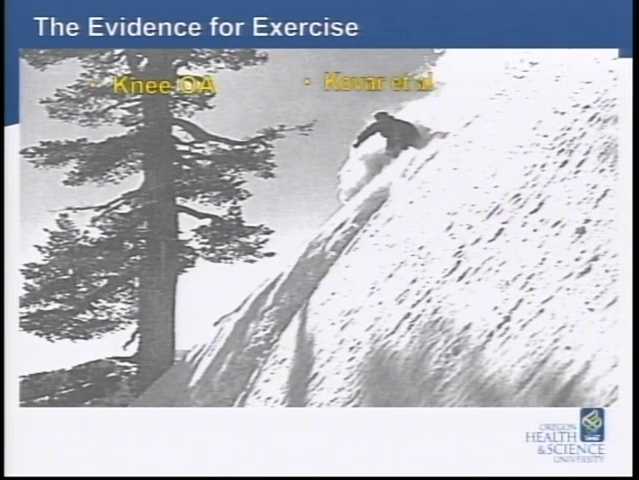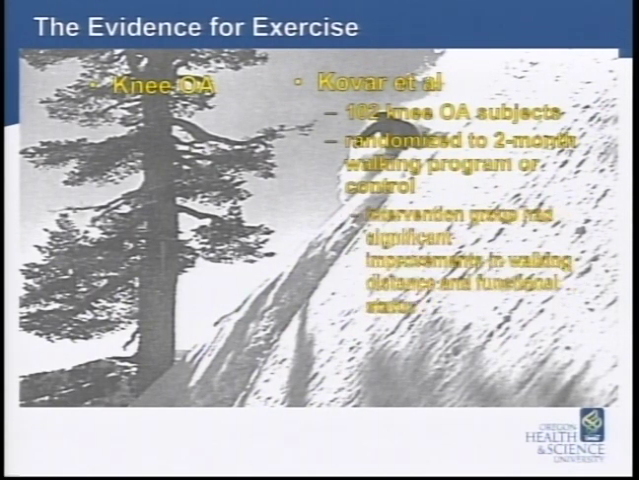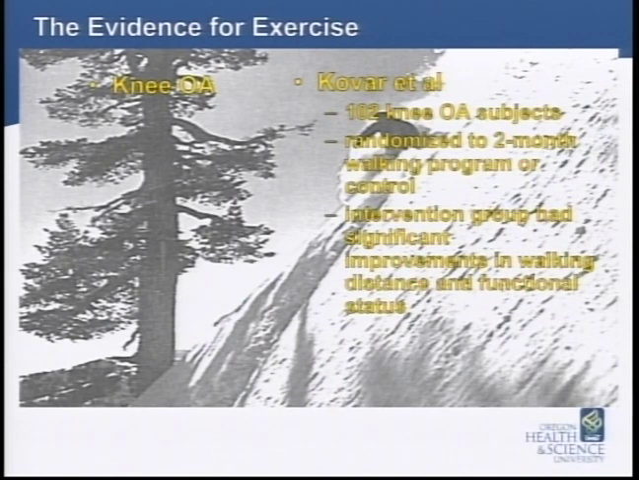So this was a nice study looking at knee osteoarthritis. It took 102 knee OA subjects. They were randomized to a 2-month walking program versus a control group. And they found that the intervention group had significant improvements in walking distance and functional status compared to the control group. So they told patients, you can go out there and start walking and exercise, and they actually found that they did better and they had no increase in pain compared to the control group.